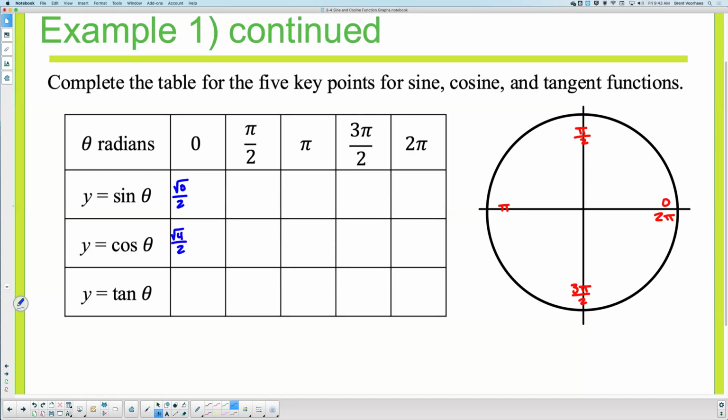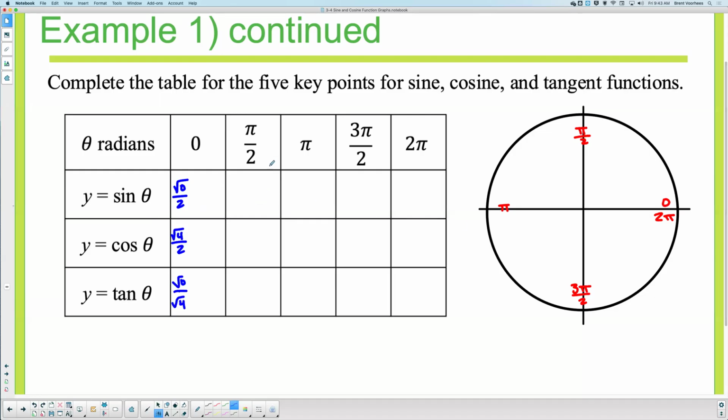4. And that would make tangent be, remember it's y, square root of y fingers divided by square root of x fingers. So it'd be square root 0 divided by square root 4. Okay, go to the next one. We'll reduce all these at the end. Let's go to pi over 2. So that would be the values here.